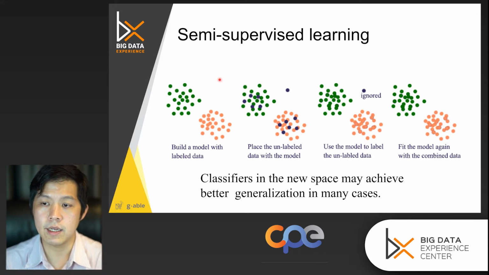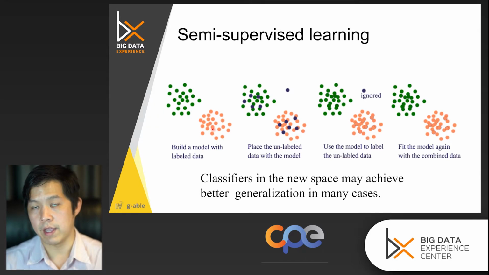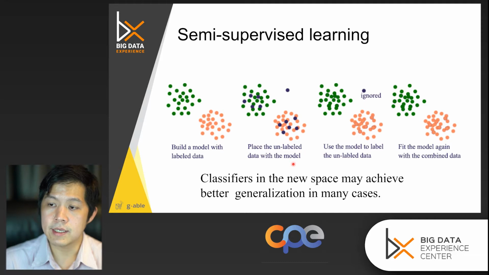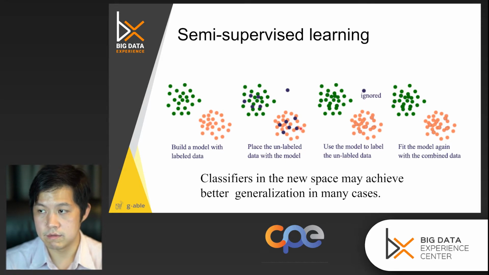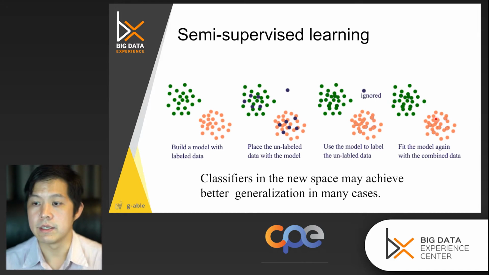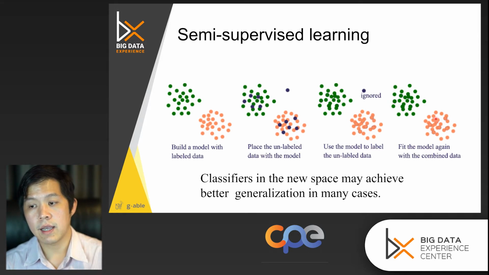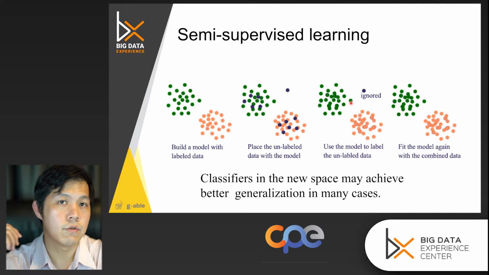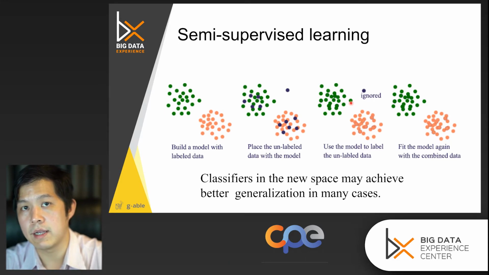In semi-supervised learning, you build the model first with the labeled data that you have. Then you place the unlabeled data into the model, use the model to classify the results, and build another one. So the classifier achieves better generalization along the way, by predicting, then grouping, and then trying to learn new patterns. Okay, this is semi-supervised learning, a very good idea when you have limited labeled data but a large amount of unlabeled data.